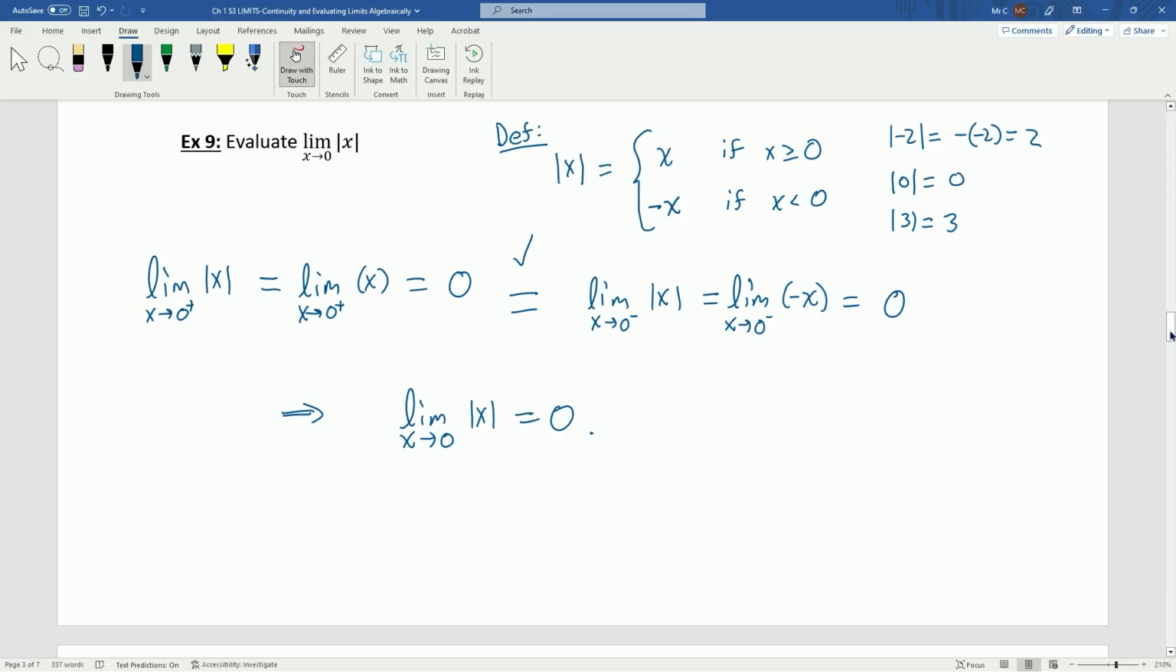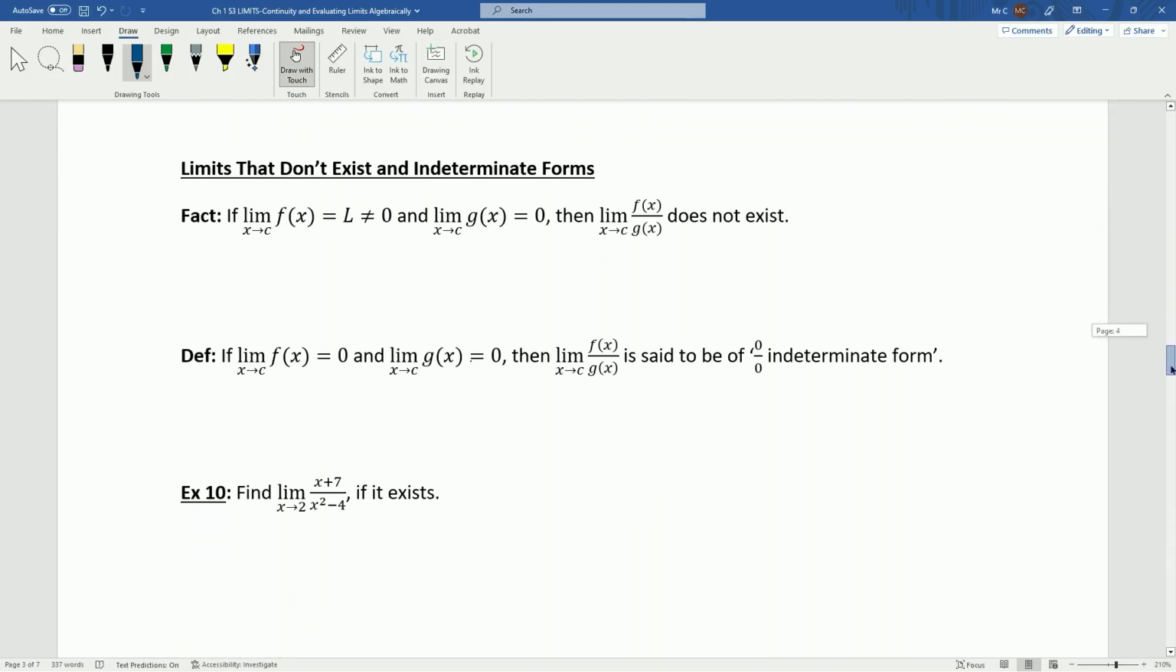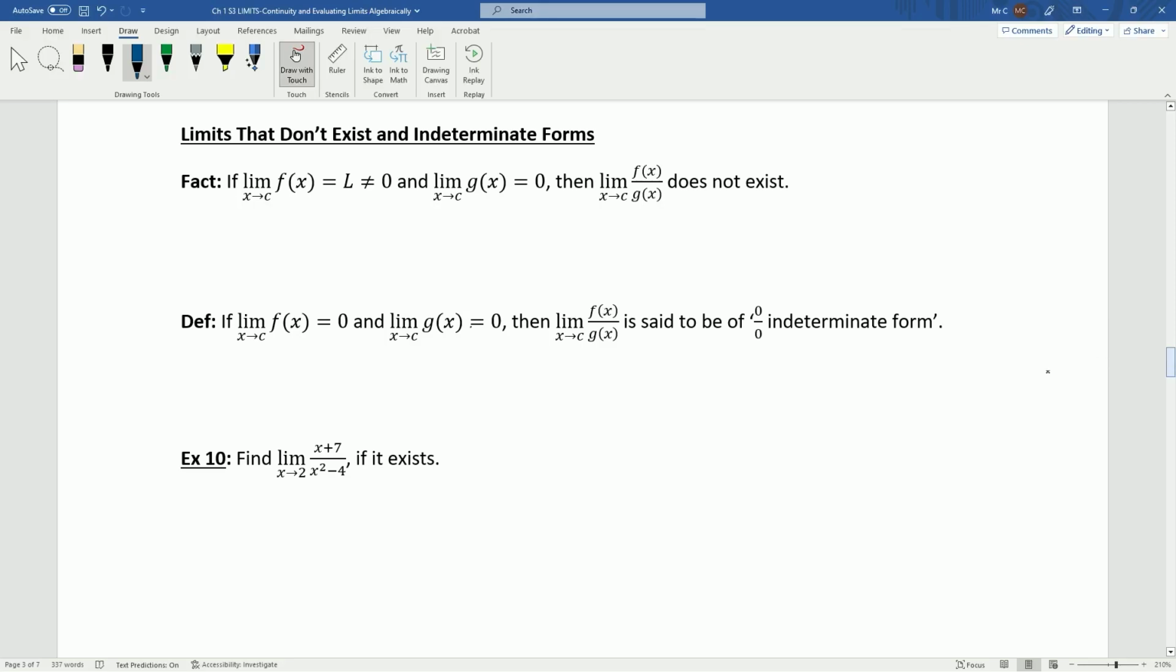Okay, we're making pretty good progress so far. Let's go ahead and tackle another common issue. So far we've only been dealing in this section with limits that exist, but not all limits exist, as we know. So how can we determine algebraically that a limit doesn't exist?